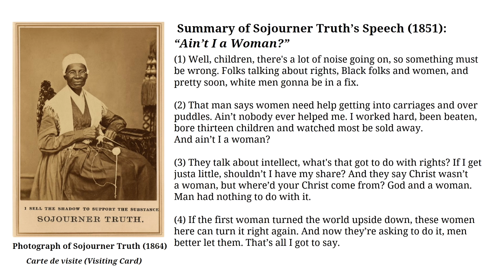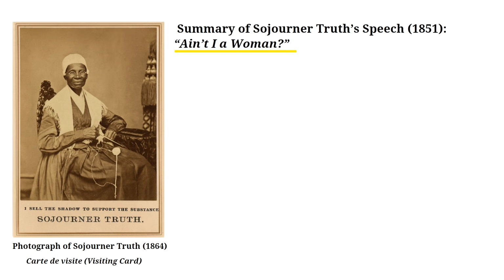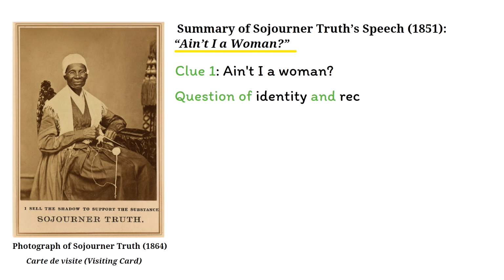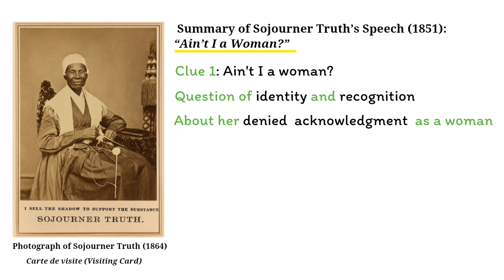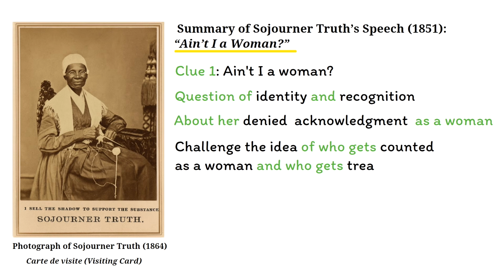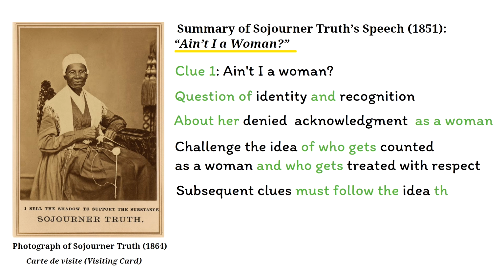The first clue is the title, "Ain't I a Woman?" This clue signals a question of identity and recognition. The phrase, "Ain't I a woman?" suggests that the speaker's speech is about her being denied acknowledgement as a woman. It tells the reader that this speech will challenge the idea of who gets counted as a woman and who gets treated with respect. Since the first clue is the heading, we have a line of thinking to follow, that is, to focus on areas in the speech that speak about denied recognition and rights as a woman. This narrows down where to look.